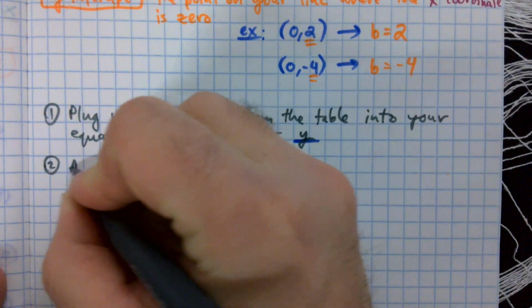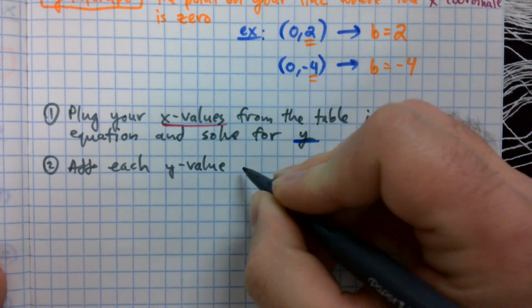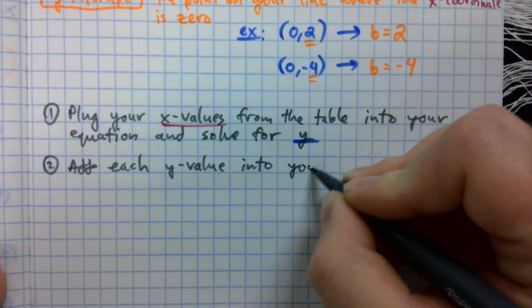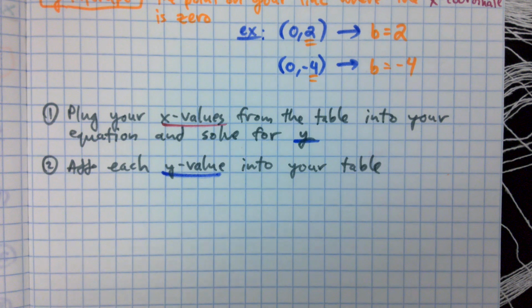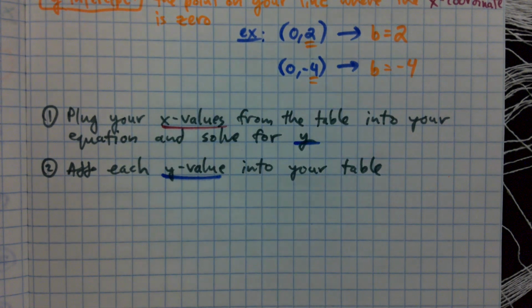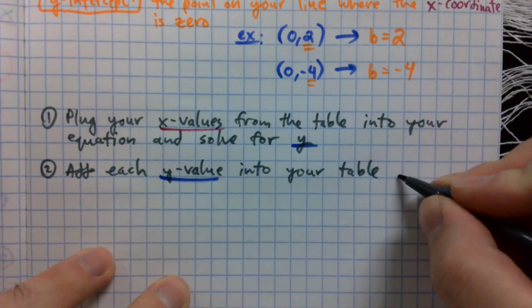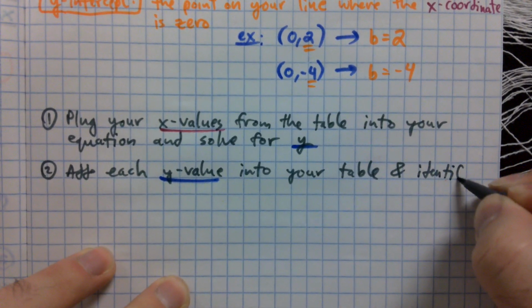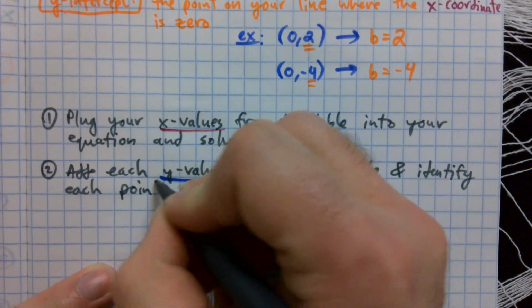Step 2, add each y value into your table. So once you solve for y, you're going to throw it on that table, again, just like we did in our warm-up today. Add each y value into your table, and identify each point's coordinates.